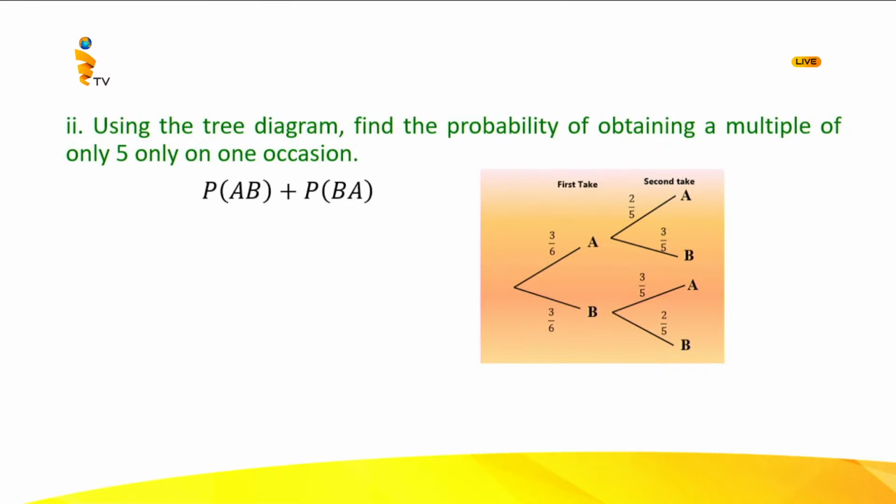So, you know when you go along these lines, you are going to multiply the probabilities. So, PAB will be 3 over 6 into 3 over 5 and PBA will be 3 over 6 into 3 over 5. So, when you simplify this, you will obtain 18 over 30. The simplest form will be 3 over 5.